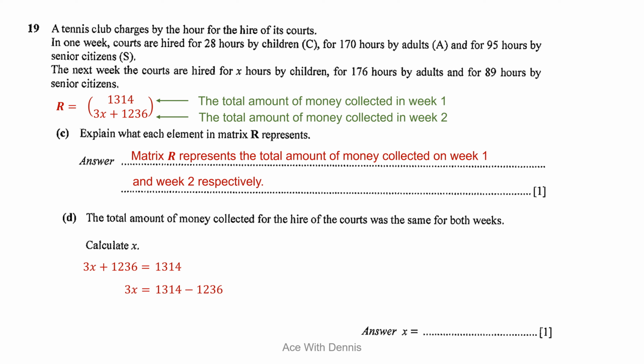3x equals 1,314 minus 1,236, which we get 78, and x will be 78 divided by 3, which is 26. Therefore, x equals 26.